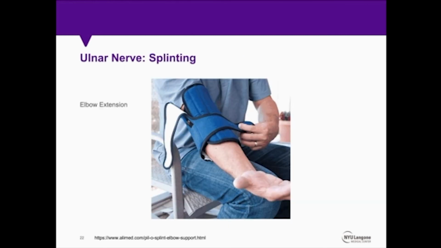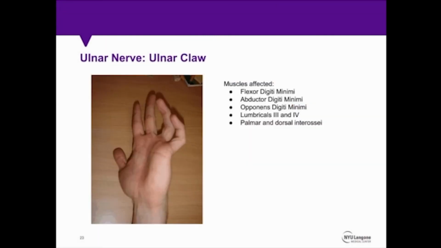With regards to splinting, especially for the ulnar nerve that subluxes, we would provide an elbow extension splint. Shown here is a prefabricated elbow extension splint that we commonly use. By maintaining the elbow in a slightly extended position and preventing symptom-provoking positions, the risk of ulnar nerve compression at the elbow is decreased. In the event of a severe ulnar nerve lesion, an ulnar claw can be observed.